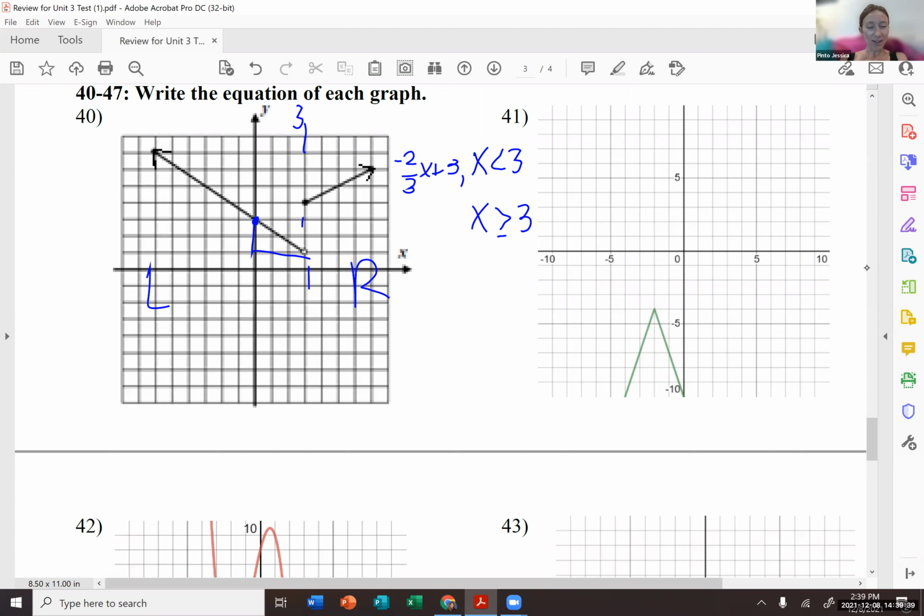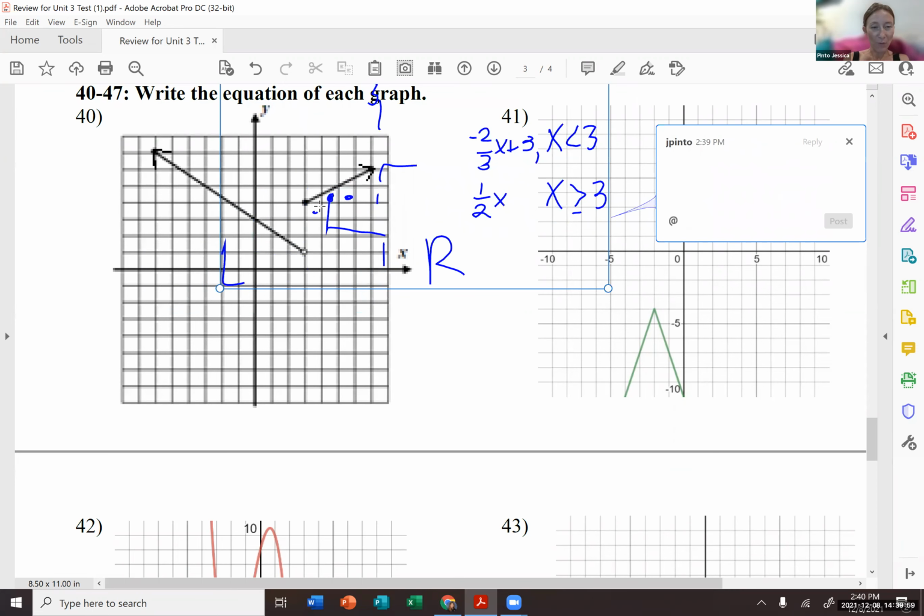So then the other equation has a positive slope. It looks like I go up 1 and over 2. Up 1 and over 2. And then if I followed that backwards, I would go here, and then my next ordered pair would be over here. So it looks like it would cross at 2.5.